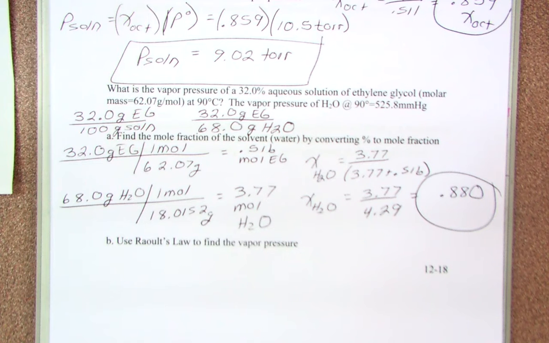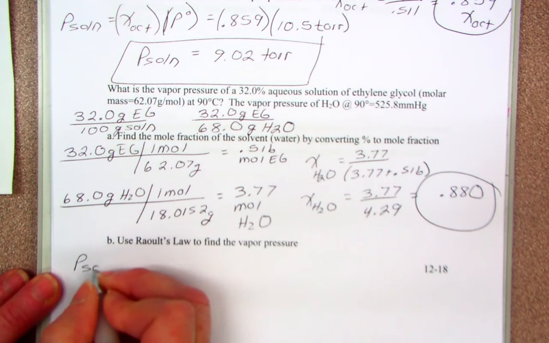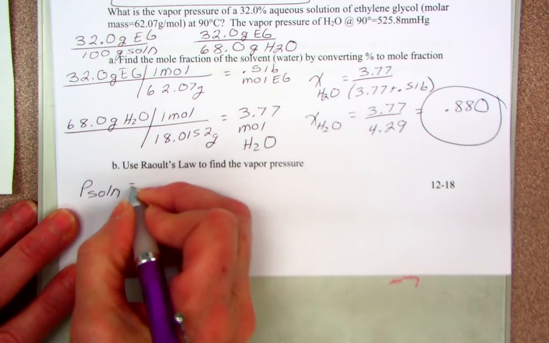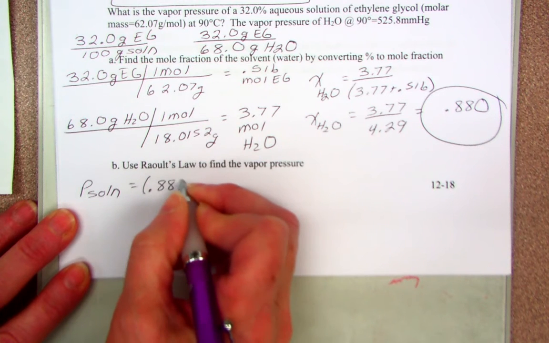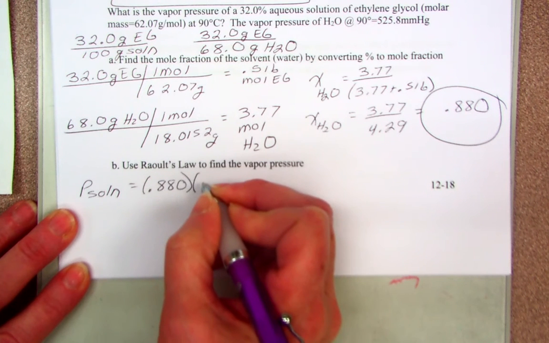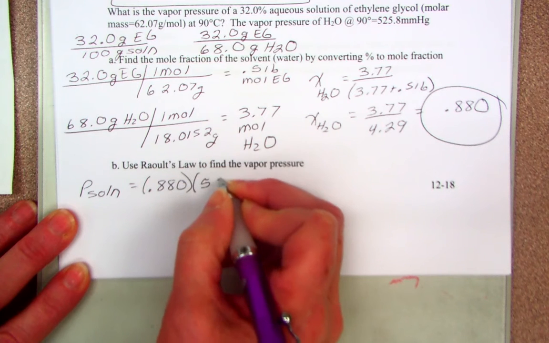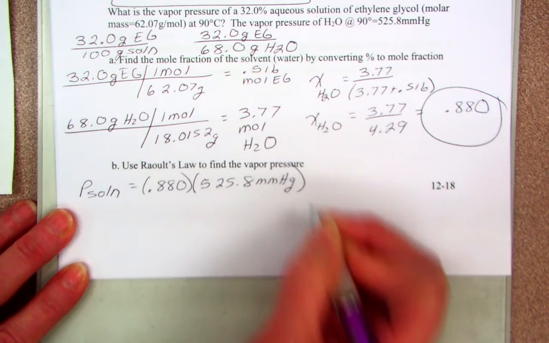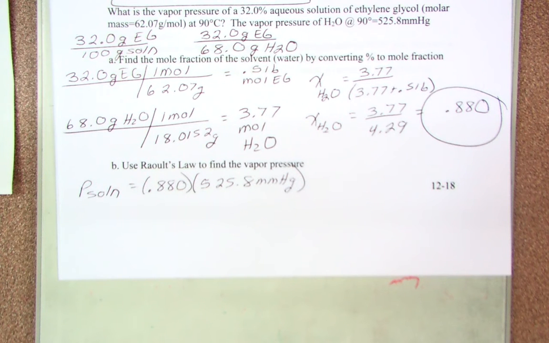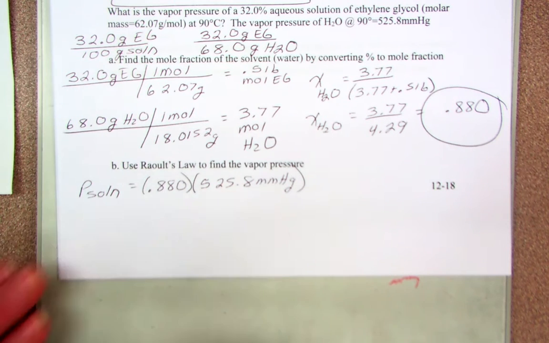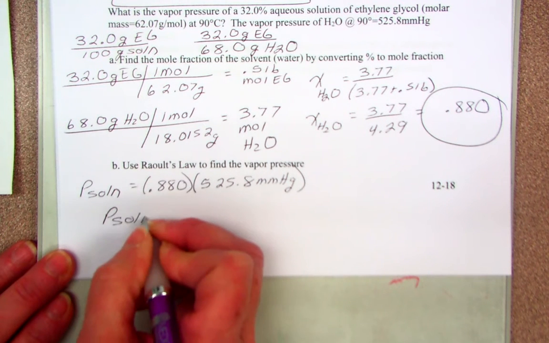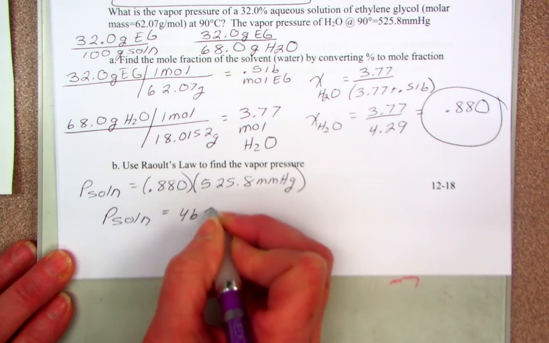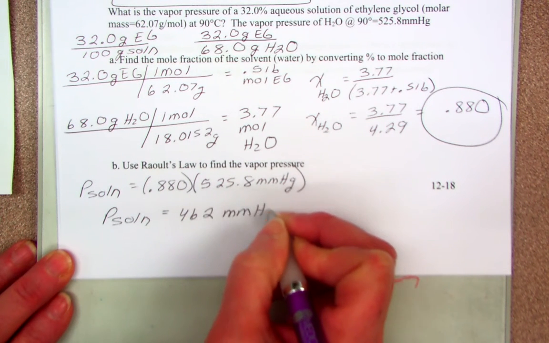Now, I know the mole fraction of my solvent. I can work with Raoult's law. Pressure of my solution is equal to the mole fraction of my solvent, 0.880, times the pressure of pure water, 525.8 millimeters of mercury. Now in the first example we used torr, now we're using millimeters of mercury. You can use any appropriate unit for pressure. Okay, any unit for pressure is fine. So the pressure of my solution is equal to 462 millimeters of mercury.